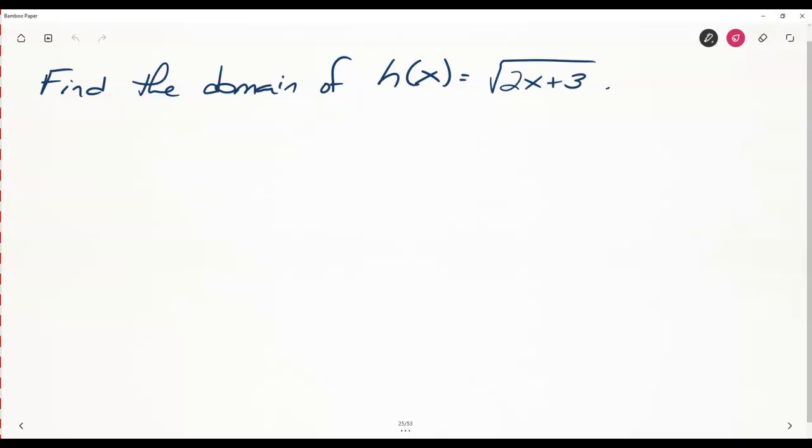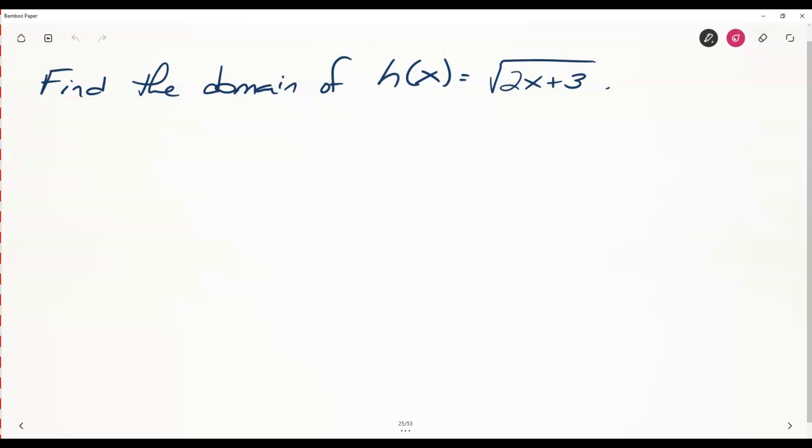Okay, so we handled the case where the answer to both questions was no. We handled the case where the answer to the fraction question was yes. Now, I have an even root in this problem. And I've already mentioned that the problem with square roots is that if you're trying to take the square root of a negative number, you're going to get an imaginary value. So why don't we force that to never happen?